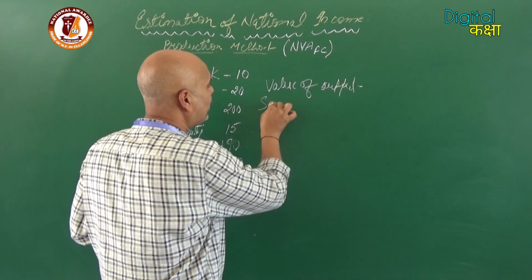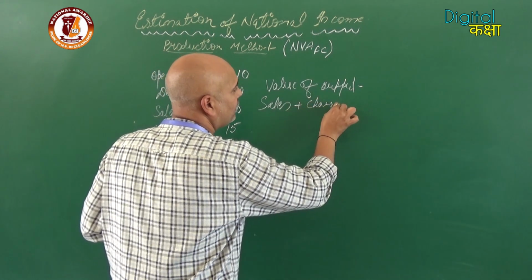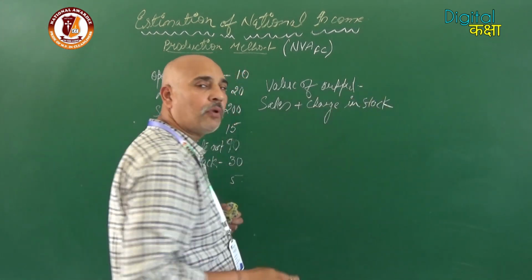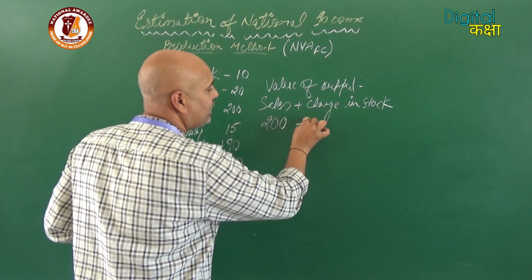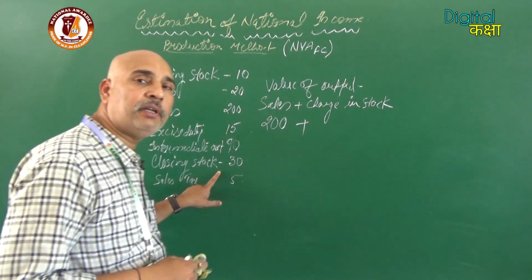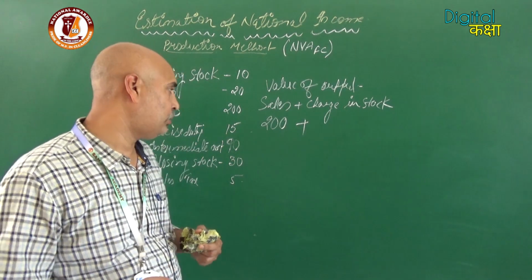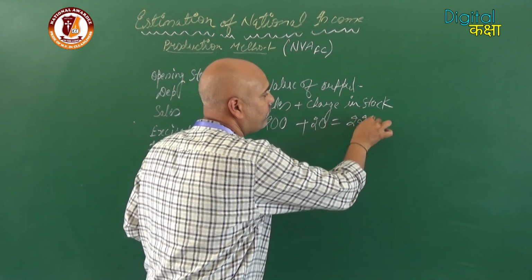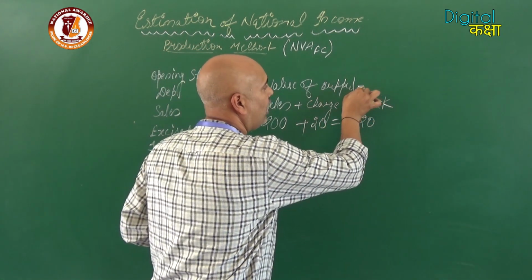Value of output is equal to sales plus change in stock. What was the sales given? 200. Change in stock, that means closing stock minus opening stock. Closing stock is given 30, opening stock is given 10. So that is 30 minus 10, 20. So what is the value of output? 220. Now we completed one step, that is value of output.